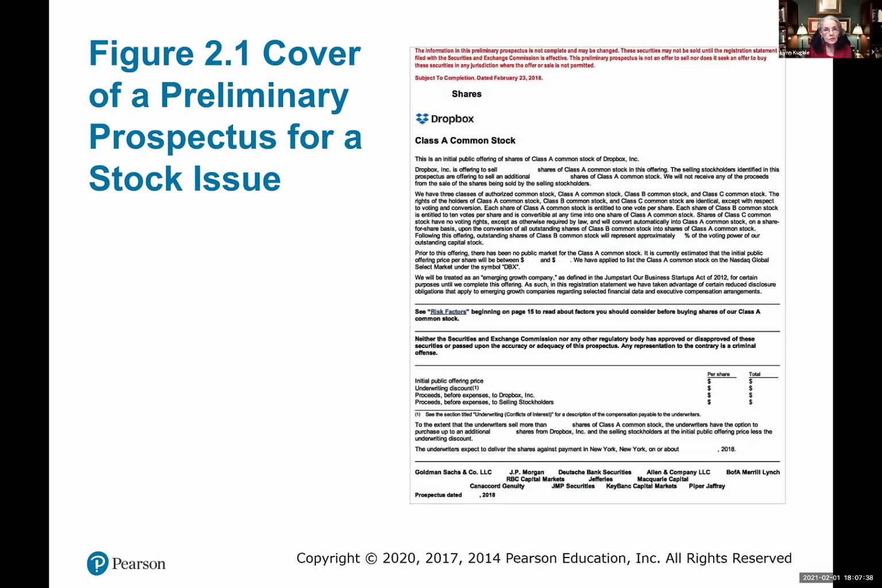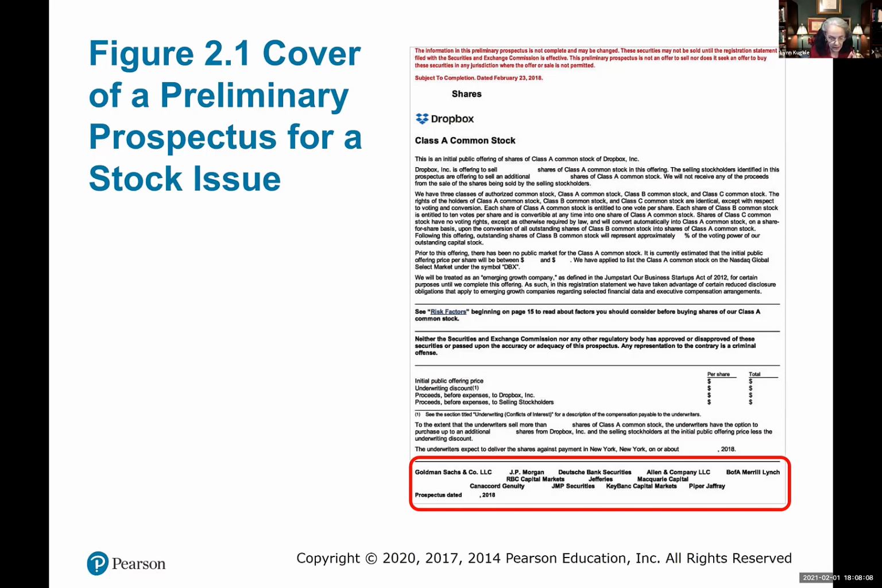There we go. This is a prospectus. Note right there, note the red up at the top. Note that there's no prices on it. This is before the offering. There's no prices. The other thing is, note down at the bottom, those are the underwriters involved in this: Goldman Sachs, JP Morgan, Deutsche Bank, Allen and Company, Bank of America, Merrill Lynch, etc. The order down there is very important.